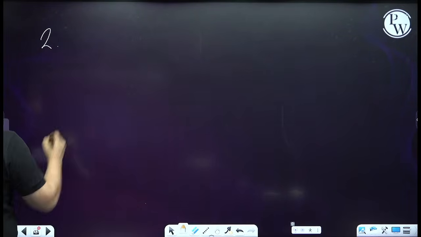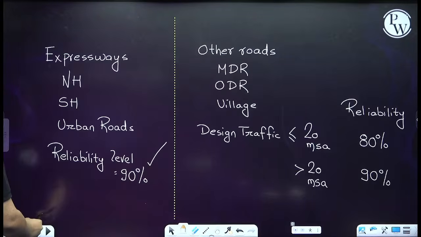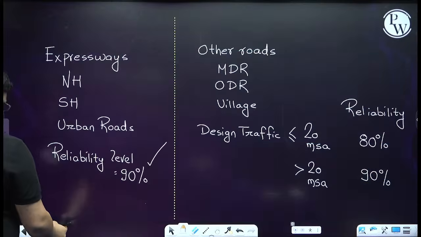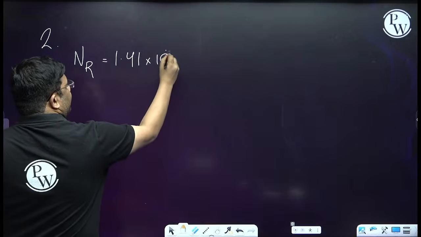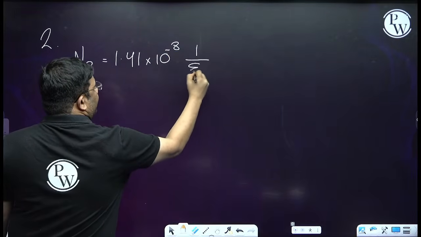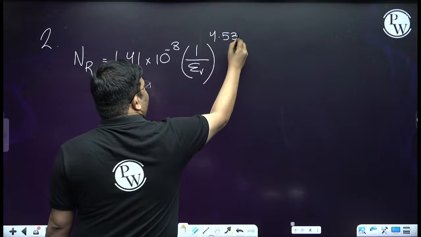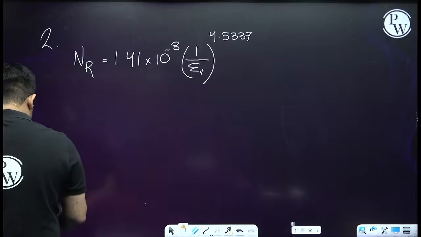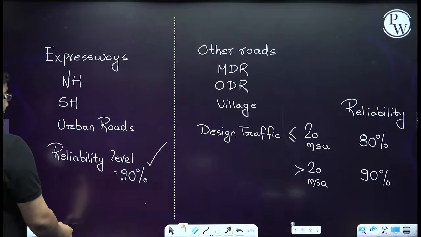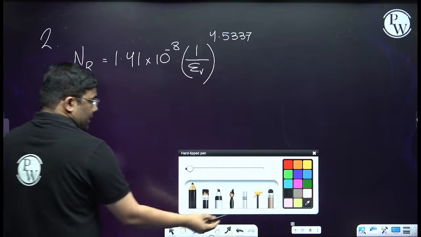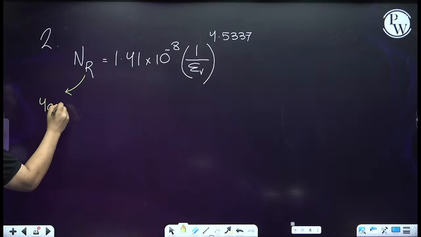So, the equation is NR is equal to, what was the equation? It is 1.41 into 10 to the power minus 8, then 1 by vertical strain to the power 4.5337. This is the equation. Now see, the number of repetitions is given, standard repetition is given as 40 MSA.